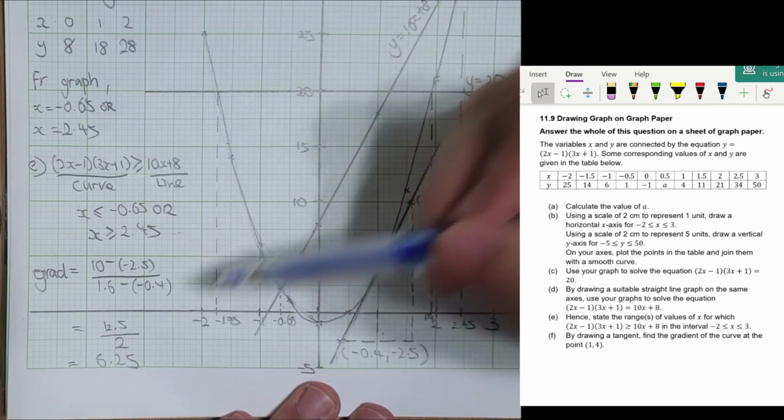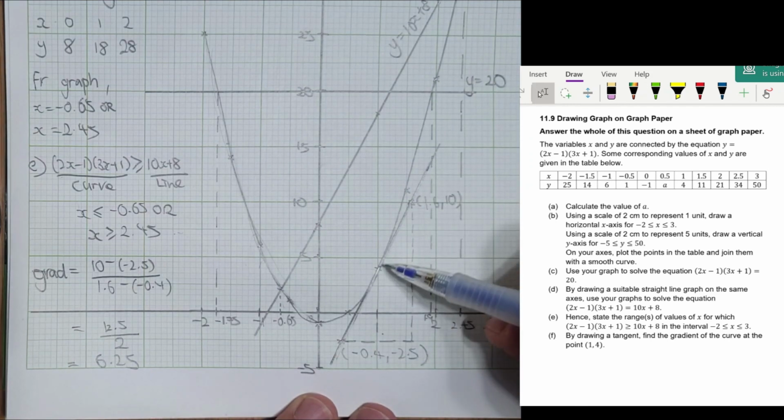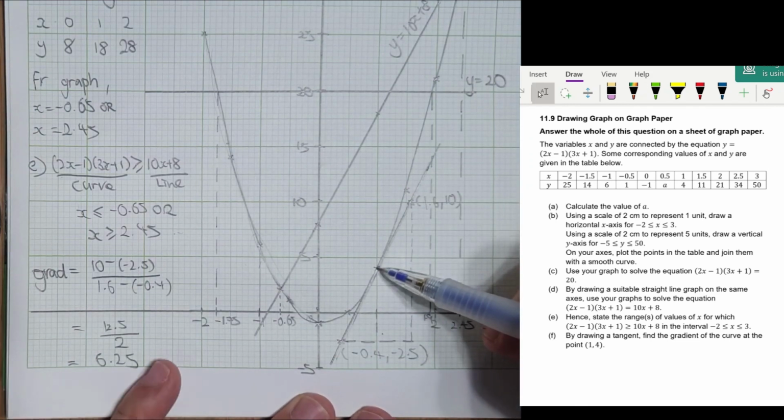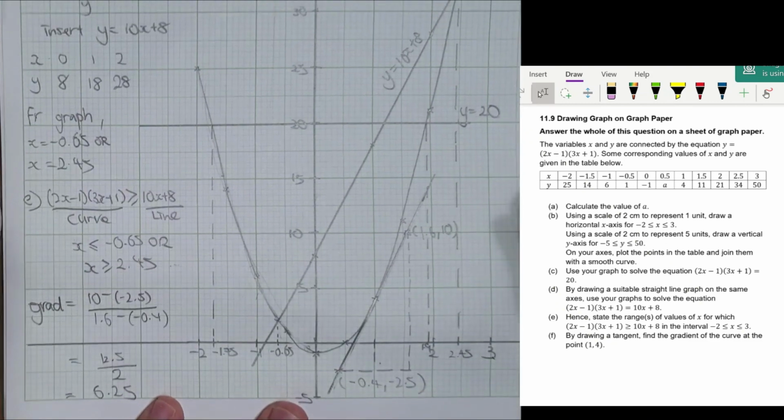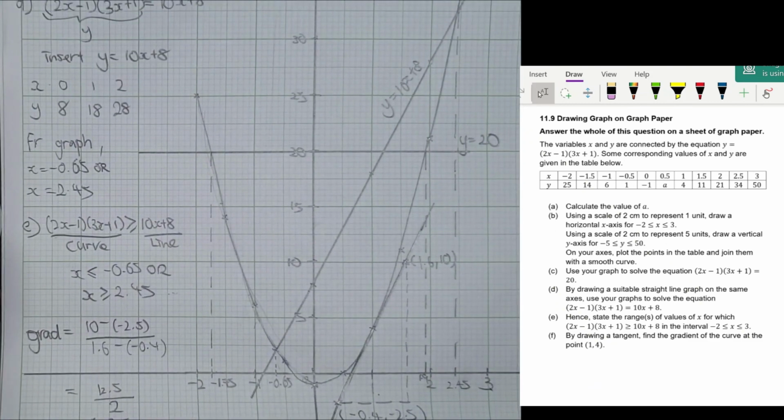Okay, and if we are told to draw a tangent, draw a line that only touches the point once, and mark out your dotted triangle to find out what is the gradient of the tangent. Okay, you should not spend more than 15 to 20 minutes on this kind of question.